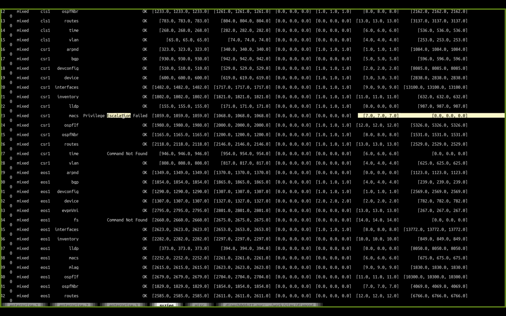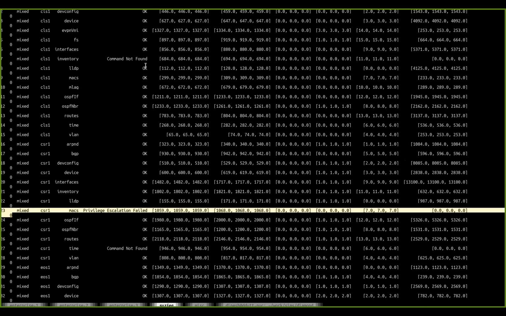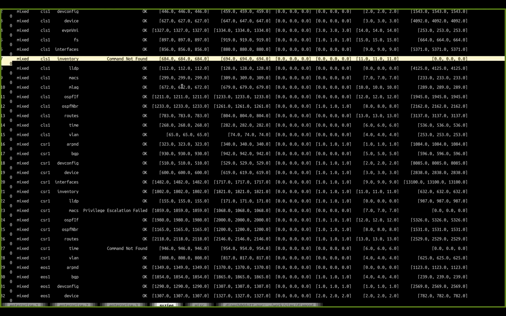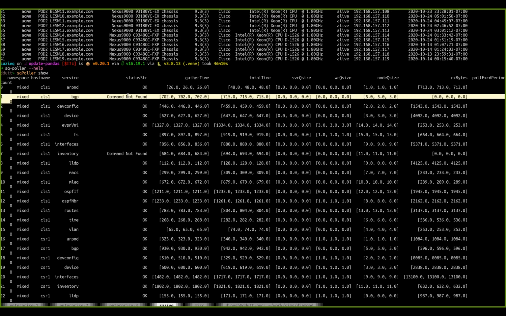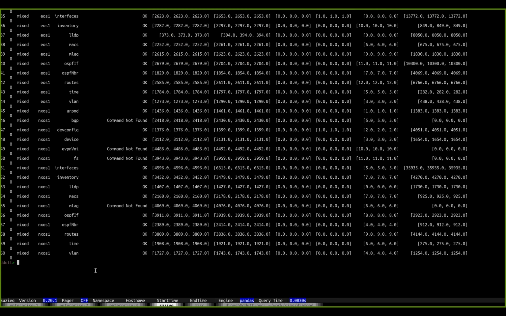So here you can see in one particular situation, privilege escalation failed, which is why we couldn't get the data. In the other situation, we could not run the command. The inventory command was not found. So CLS is a Cumulus, and for Cumulus, we don't have the appropriate command to gather the inventory. So the command is not found. In some other situation, in this particular situation, again, BGP command not found seems a little strange. But what I've done here, to be very clear, is I am just looking at the output as you have it today, because a bunch of people have gathered all the data, and using the data that you have, I'm trying to print the string.